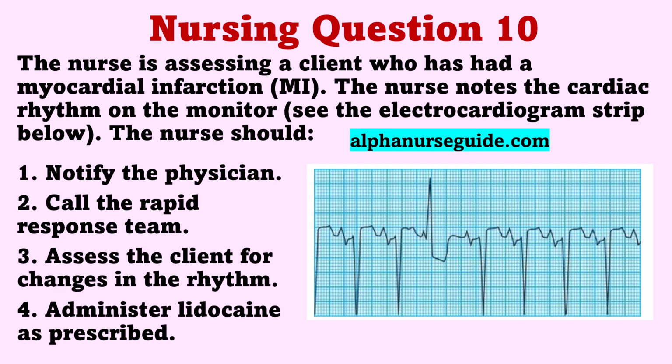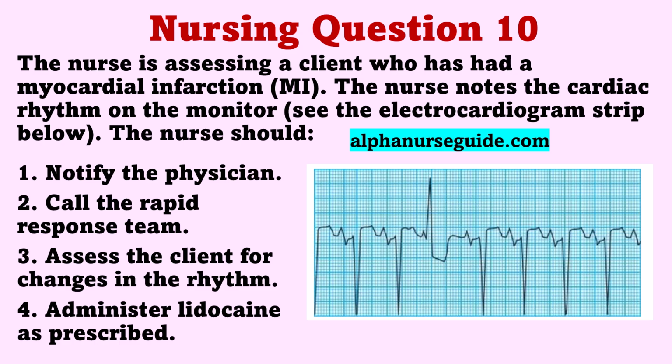The nurse is assessing a client who has had a myocardial infarction. The nurse notes the cardiac rhythm on the monitor. See the electrocardiogram strip below. The nurse should 1. Notify the physician. 2. Call the rapid response team. 3. Assess the client for changes in the rhythm. 4. Administer lidocaine as prescribed.